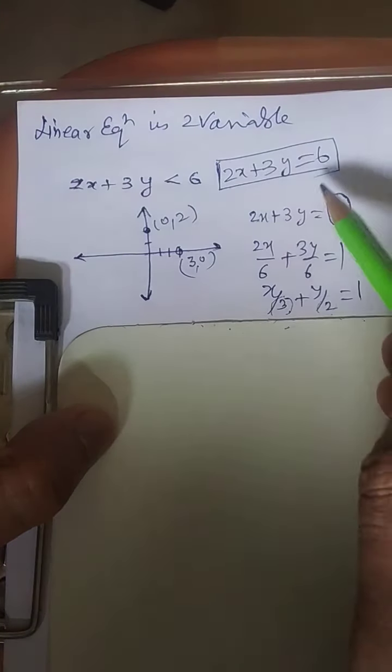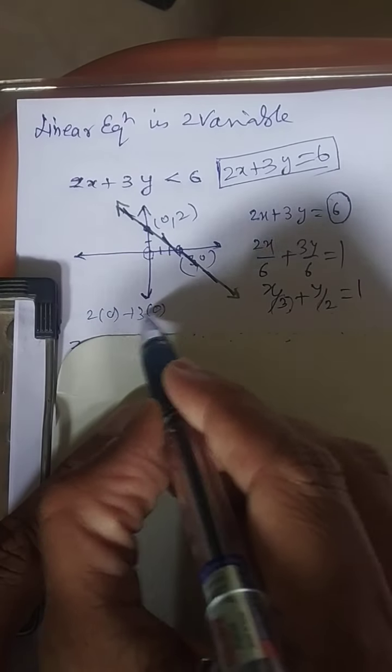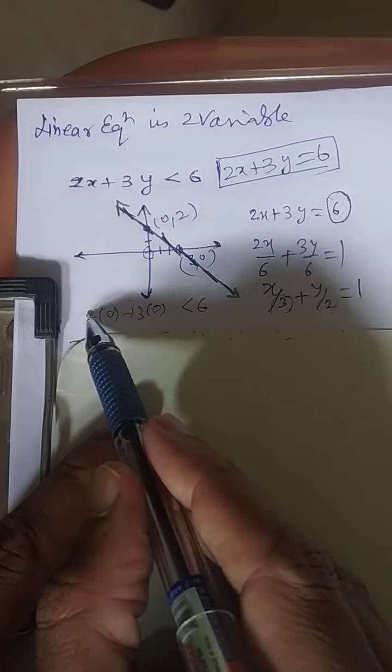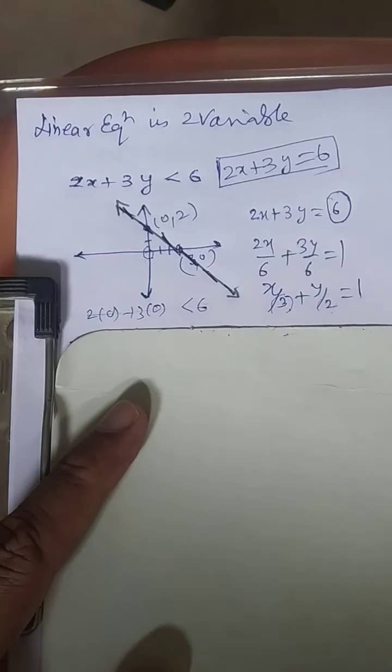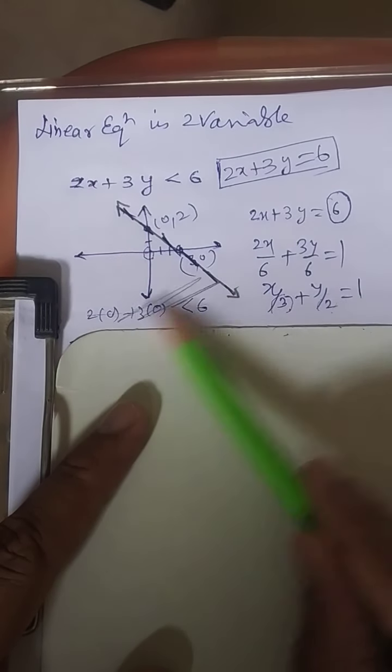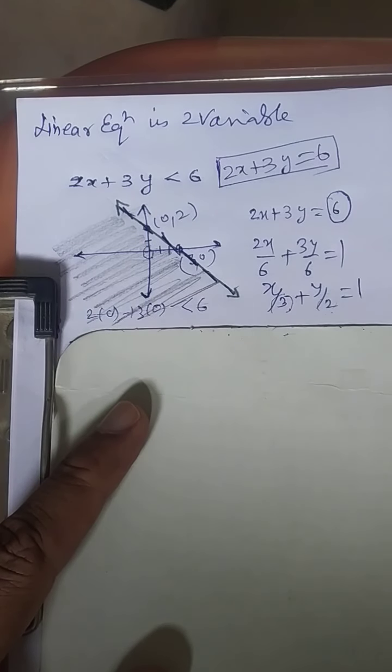Now once this part is over, take any point on the x and y axis. Better in this case, I am just selecting this point. What is that point? 0, 0. Replace 0, 0 over here. So you will get 2 into 0 plus 3 into 0 is less than 6. Do you agree this is correct? Yes. So with respect to this line, you will be moving towards the selected point. It means this many solutions are there. This is nothing but the solution of this inequality.